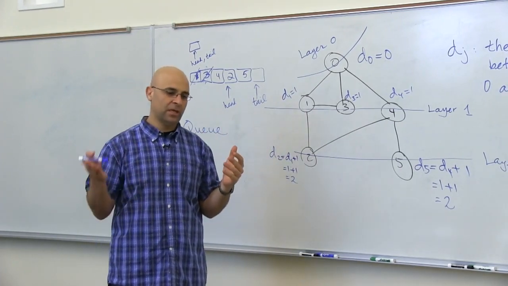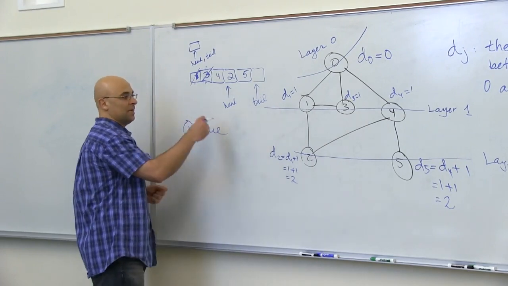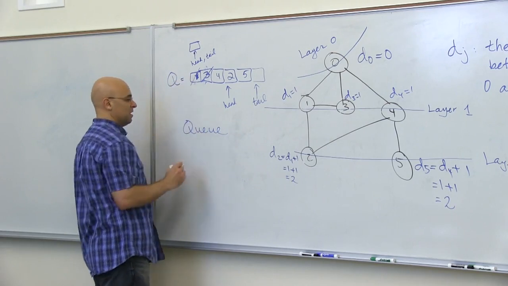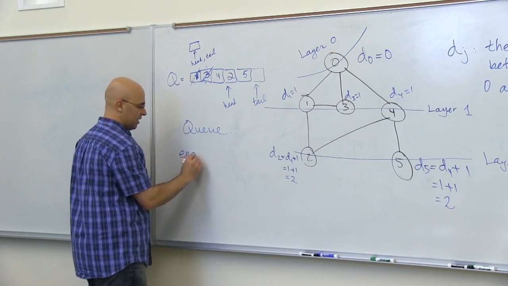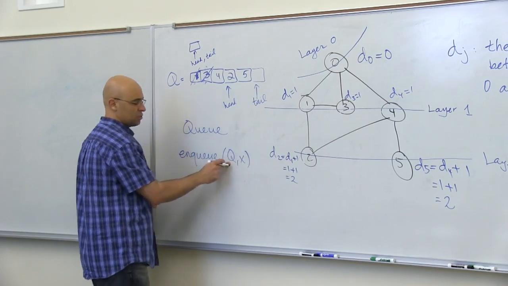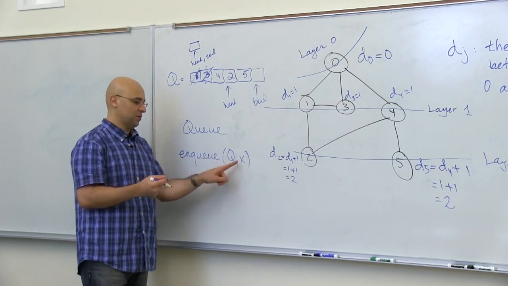When we put things in, the operation we call is enqueue. When we want to put an element x on the queue, suppose this queue is called q, we have an operation called enqueue, where we add an element x to the queue. It is implicit that x is going to be at the tail of the queue.